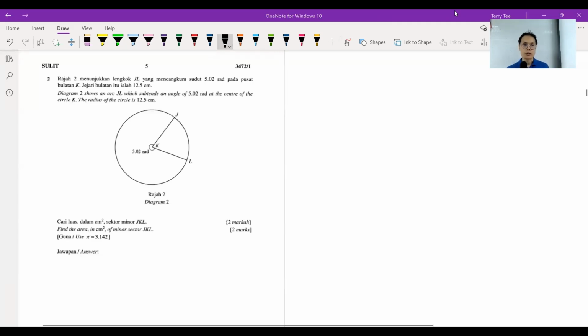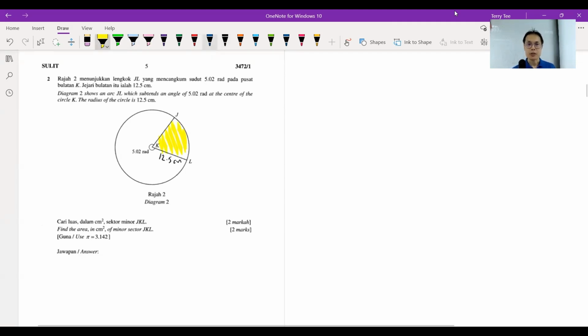Okay. Moving on to question number 2. This is from the chapter Sukatan Membulat, circular measure. Rajah 2 menunjukkan lengkuk XJL yang mencangkum sudut 5.02 radian pada pusat bulatan K. Jejari bulatan ialah 12.5 cm. So we're supposed to cari luas dalam cm square sector minor JKL. Sector minor is the smaller angle here, smaller sector here.